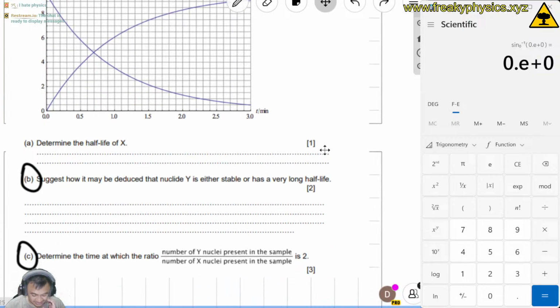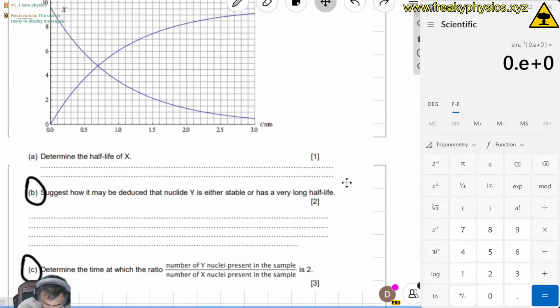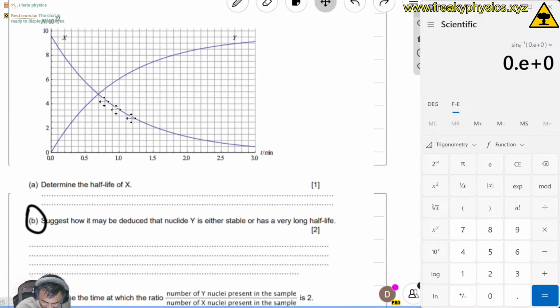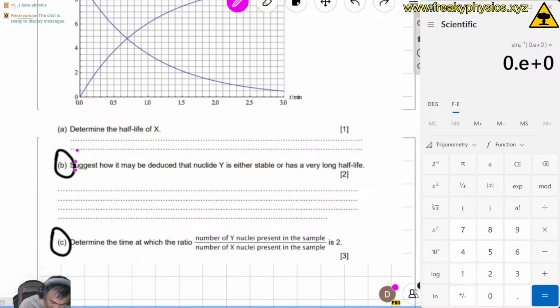Right, that makes it easy actually. All right, you see here that the half-life of X is in minutes, right? If so, that's the hint. The half-life. Half-life of X is in minutes. So it's short, right? So I'm just gonna say short.